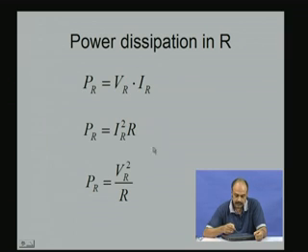So, you see here the summarization of the power. Power is VR into IR, power dissipated in the resistor is also I square R, and power dissipated in the resistor is also V square by R, depending upon which variables are known at any given point of time.